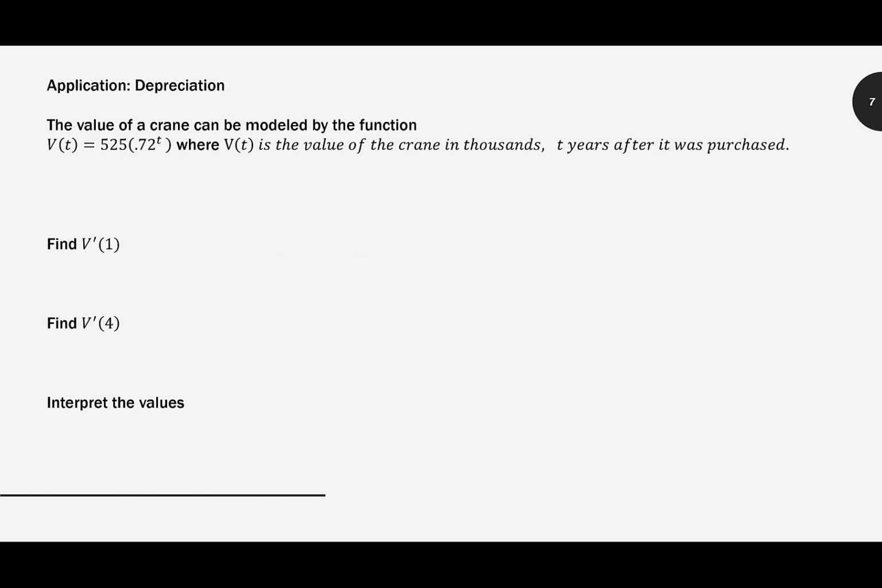Let's look at depreciation. The value of a crane can be modeled by the function v of t equals 525 times 0.72 to the t, where v of t is the value of the crane in thousands t years after it was purchased. We're going to find v prime of 1, v prime of 4, and interpret the results. So since both things are looking for derivatives, the first thing I would want to do is find the derivative. V prime of t will be 525 times 0.72 to the t times the natural log of 0.72.